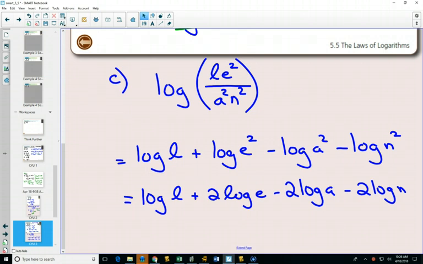So questions for practice on this one? 14, 15, and 16.